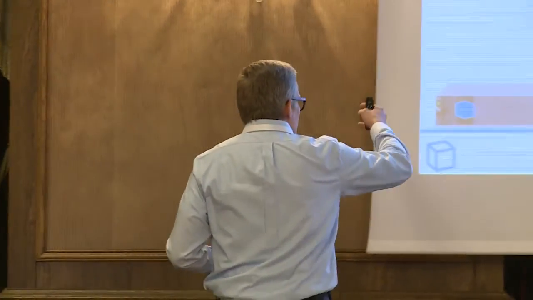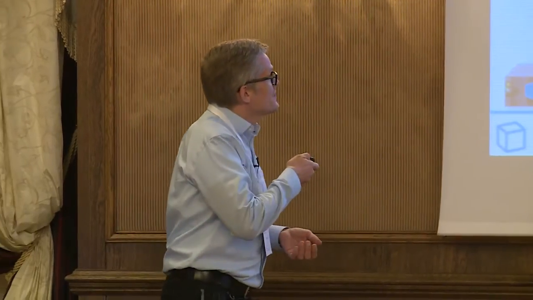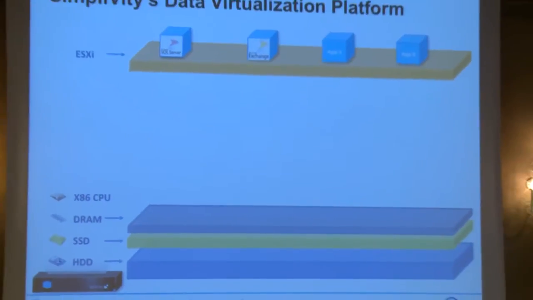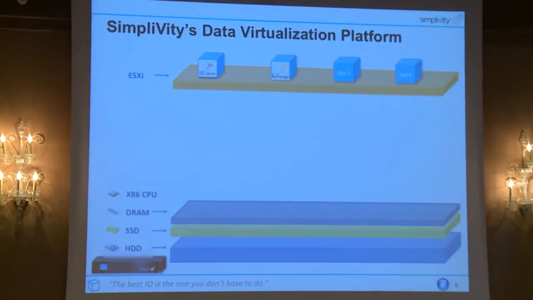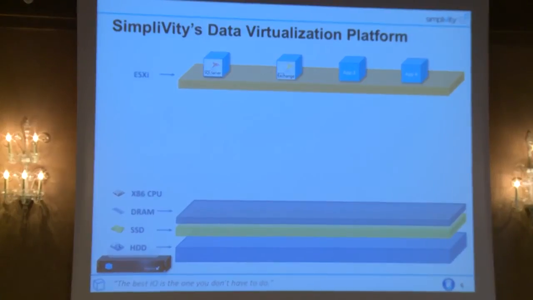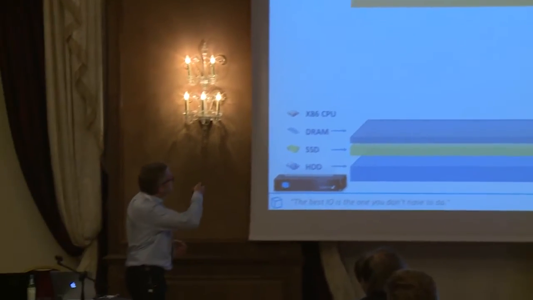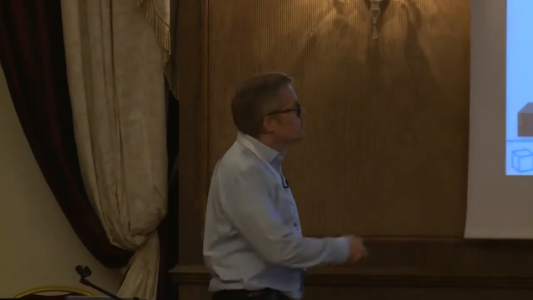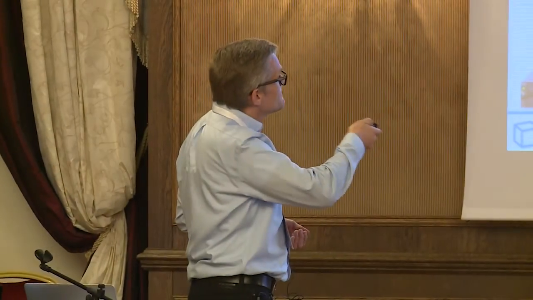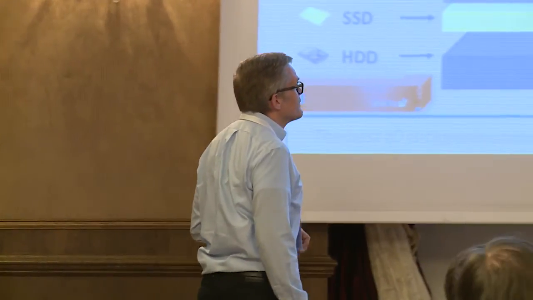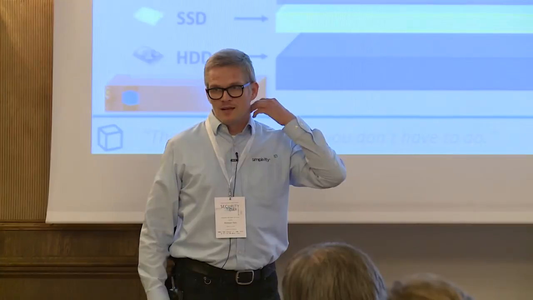So inside this basic x86 based building block, we have just the normal stuff that you would have in a server. You have your CPUs, you have your memory, you have SSDs, and you have the spinning disks. On top of that, we put the hypervisor in the factory, in this case ESXi. And between the ESXi hypervisor and the hardware is what we call the SimpliVity Data Virtualization Platform. So what happens inside here?